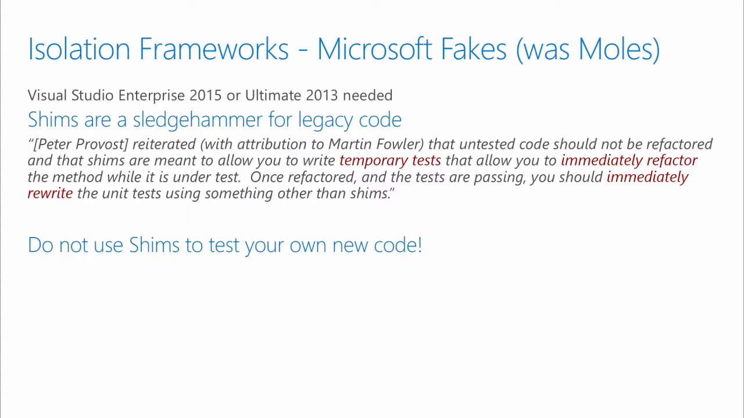He reiterated that untested code should not be refactored, and the shims let you write temporary tests that allow you to immediately refactor the method while it's under test. Once refactored, the tests are passing, you immediately rewrite the unit test with something other than shims. Shims are a crutch. They're not something you use in your own code.